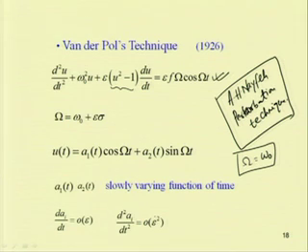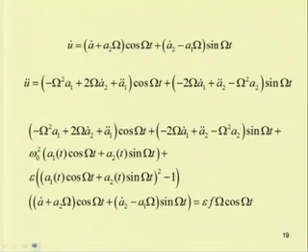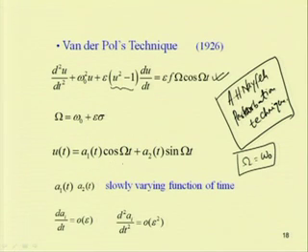So, by taking a1(t) and a2(t) as slowly varying functions of time and using u(t) equal to a1(t) cos omega t plus a2(t) sin omega t, and substituting this in the original equation, one can write the equation in the following form. Since we have taken u equal to a1 cos omega t plus a2 sin omega t, we differentiate this to get u dot.